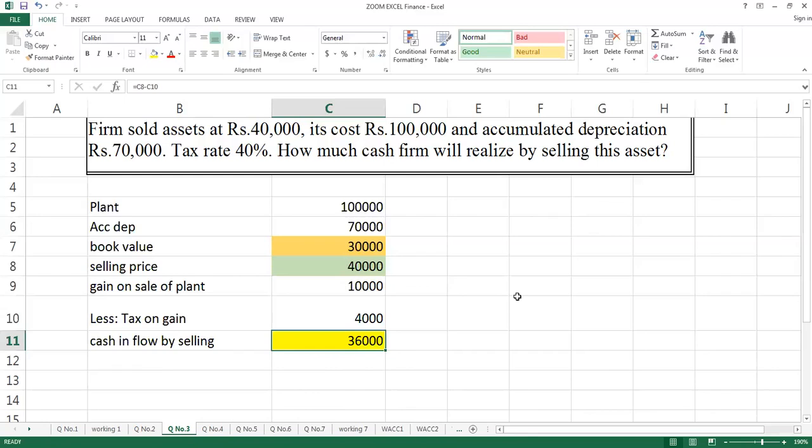Remember that this kind of question will come at certain places, so it will help you a lot in learning how to calculate cash inflow by selling assets.